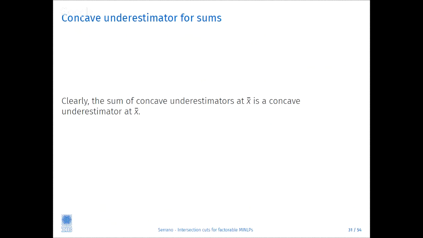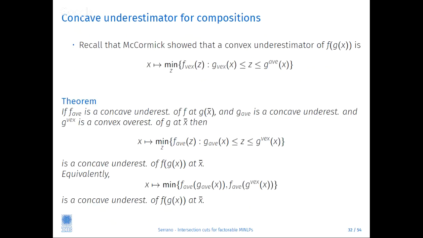The sums in the convex case are easy, it's just the sum of underestimators. For the composition, McCormick said that this one was a convex underestimator for the composition. And funnily, if one tries to do the same, changing the convex by concave and what needs to be changed, then it works. So this is a concave underestimator for the composition.